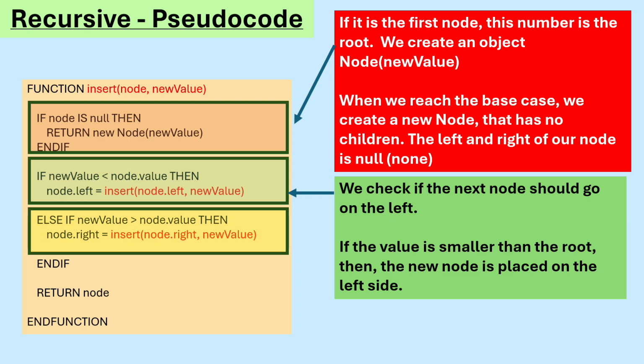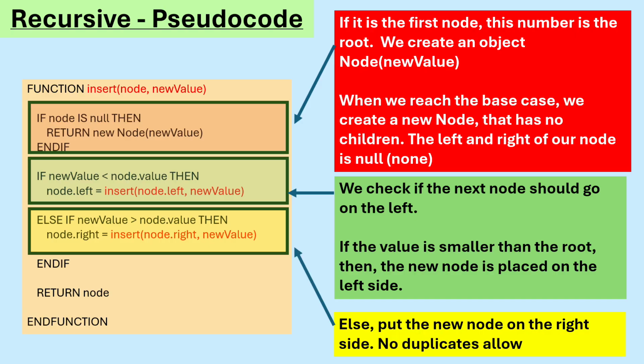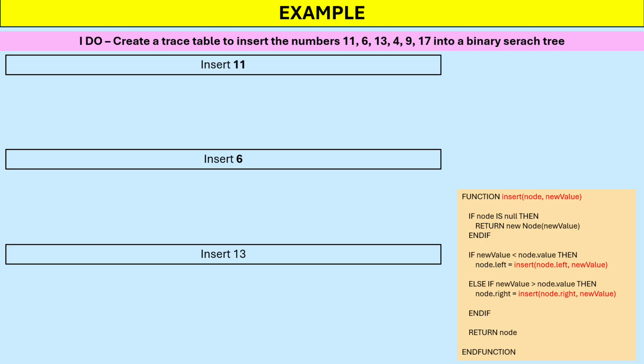Here it checks if, else if. Well, if it's not going to the left, then it's going to go to the right. So if the value of our new node is bigger than the parent, then it's going to go to the right side. Again, we're going to repeatedly call the recursive part of the algorithm until this node.right is null. And then we're going to end the if statement and return a node. We're now going to try to make a trace table to see how this algorithm would work.